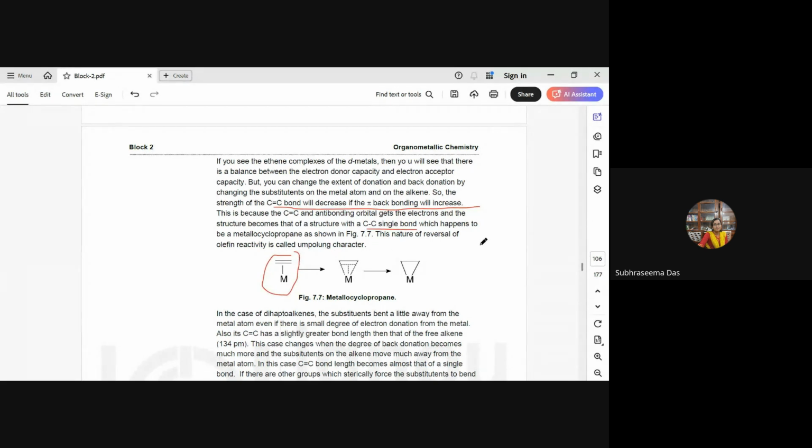But if the pi back bonding increases, then the C double bond C decreases and as a result the structure becomes similar to that of a CC single bond. As a result of this, we call this structure a metallocyclopropane. This is the metal that is present here, and since this is cyclic, this is called a metallocyclopropane. This nature of reversal of olefin reactivity is called umpolung character.